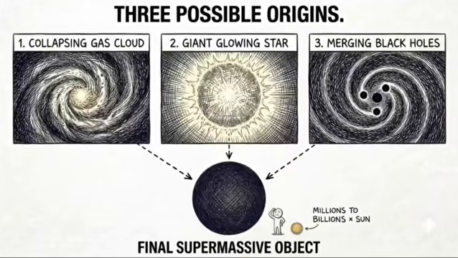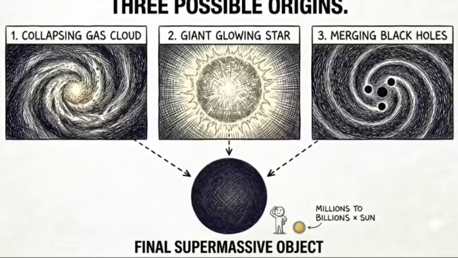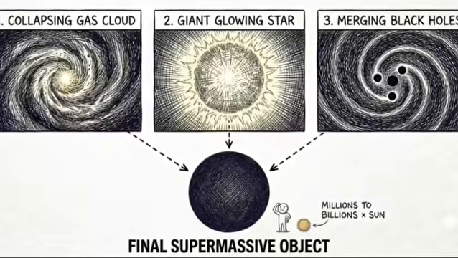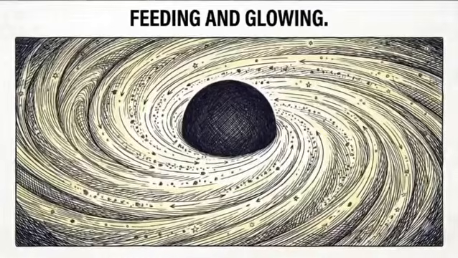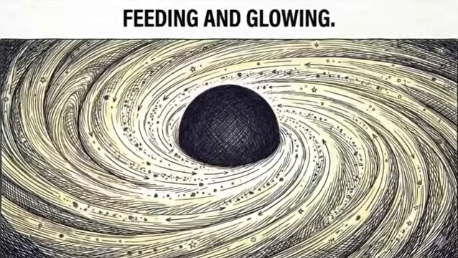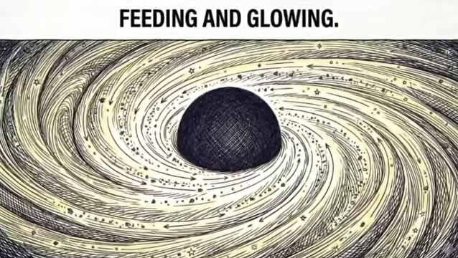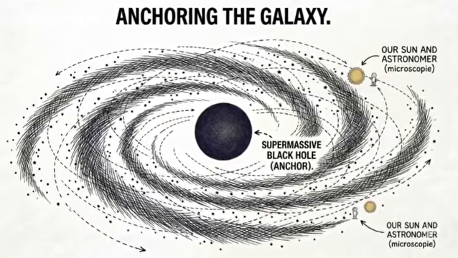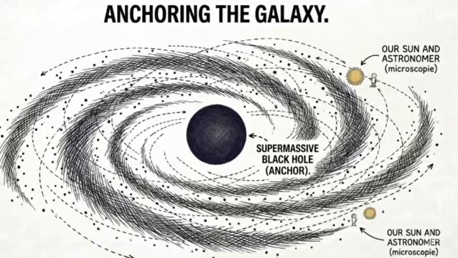They may have started from huge clouds of collapsing gas, from enormous early stars, or from many smaller black holes joining together over time. As they feed on gas, dust, and even stars, they can release tremendous amounts of energy through the hot material swirling around them. The supermassive black hole at the center of the Milky Way helps shape the movement of stars throughout our galaxy.